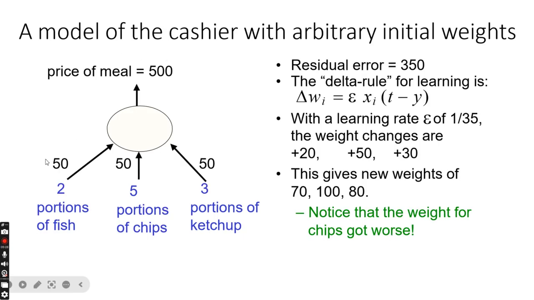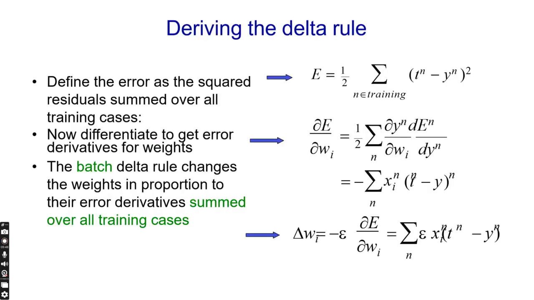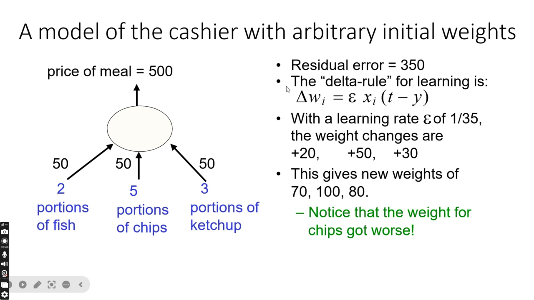Initially, you assume each portion is 50 rupees, and then you calculate the meal price. Two portions at 50 rupees, five portions at 50 rupees, and three portions at 50 rupees each. The entire price of the meal is 500. But what is the actual price of the meal? 850. Now your calculation is giving 500. Then what is the residual error? 850 minus 500 is 350. So this is the error we are getting.